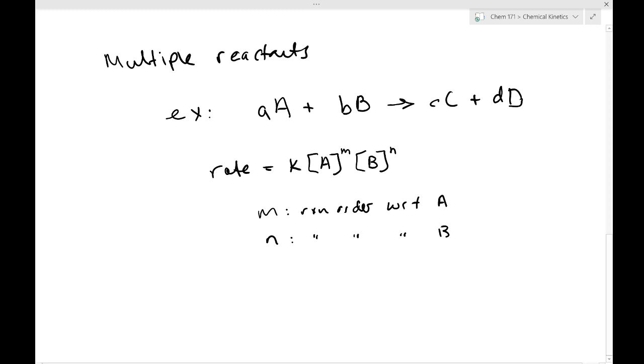However, the overall rate for this entire reaction, the total reaction, we want to know what the total rate is for this reaction. The overall order is simply m plus n. So this gives you the total order. But within the individual A and B, m is the reaction order for A and n is the reaction order for B. They're separate but similar, and you have to add them together to get the overall order of the reaction. Okay, let's do an example here.